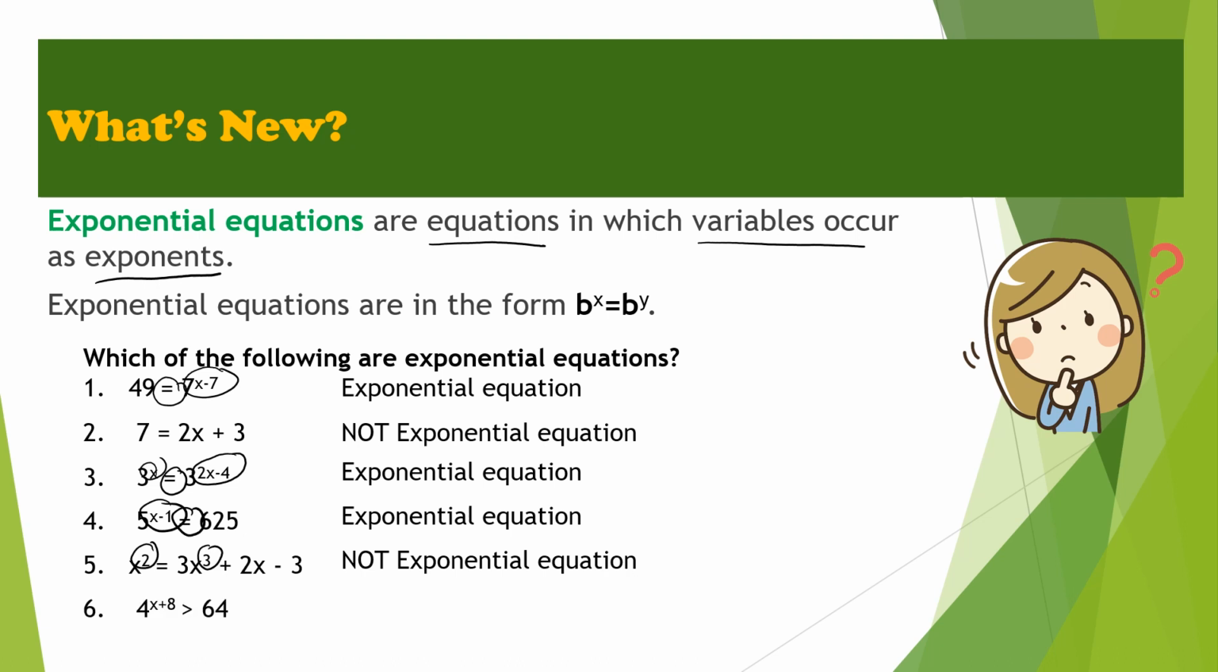Number 6. 4 raised to x plus 8 is greater than 64. Number 6 is not an exponential equation. Why? Because it is not an equation. It is an inequality.